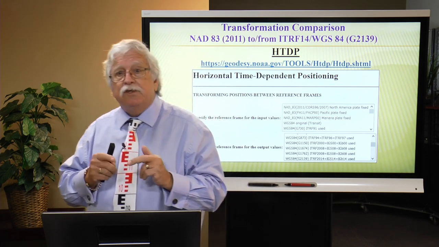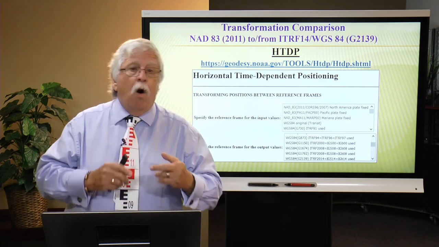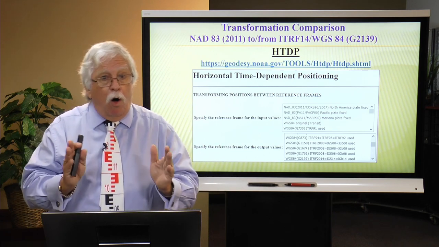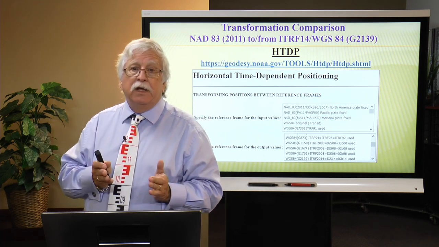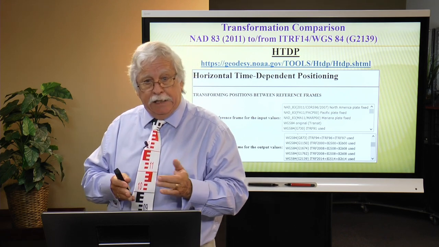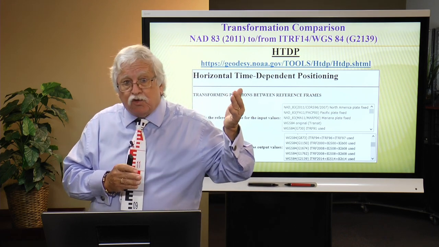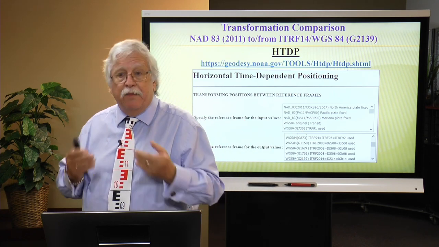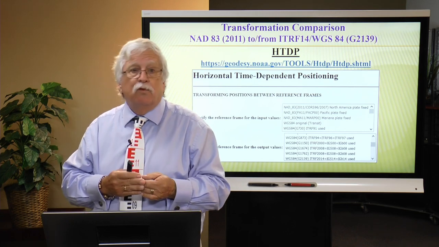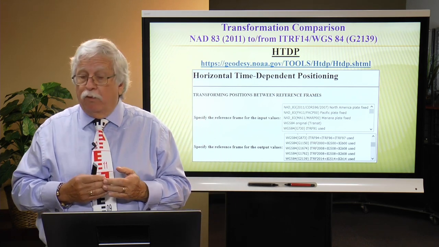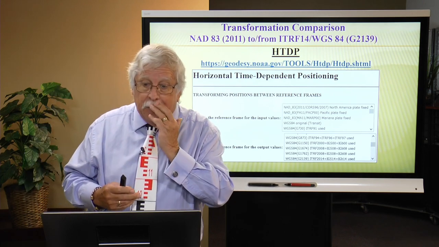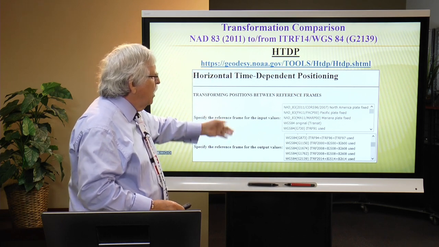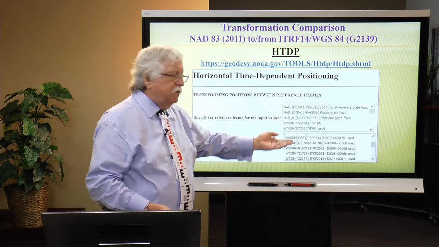And it's a tool that NGS uses to transform all of the coordinates for the CORS, the continuously operating reference stations. They are all computed in the most current realization of the ITRF, which is currently ITRF14, and then transformed back to NAD 83 because that's our national horizontal datum, and that's the datum people want to use. If you're using tools like OPUS, you're getting both NAD 83 and ITRF coordinates. So if you open up HTDP, if you go to the utility and you open it up, right in the beginning, here you'll see, here are the input datums you can have.